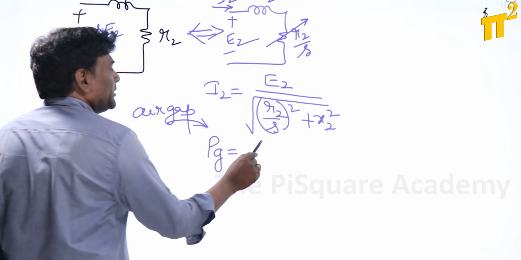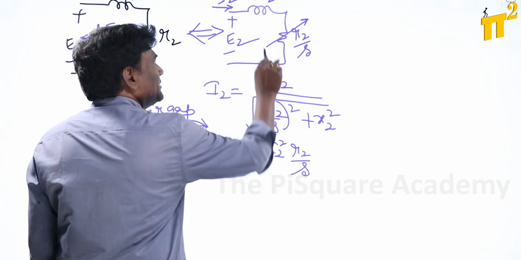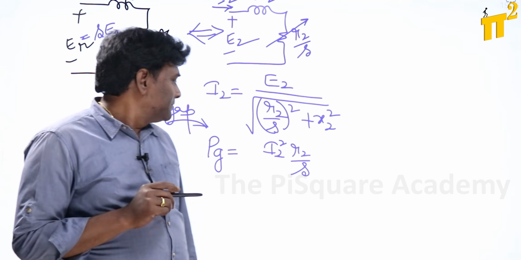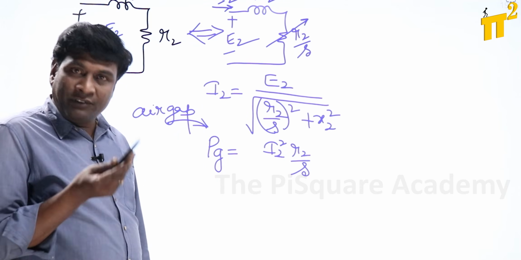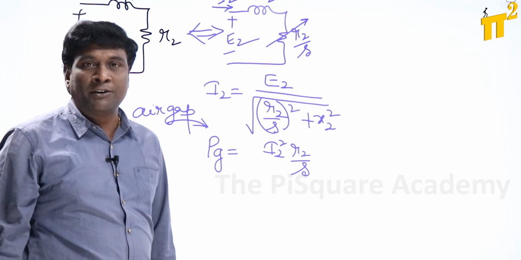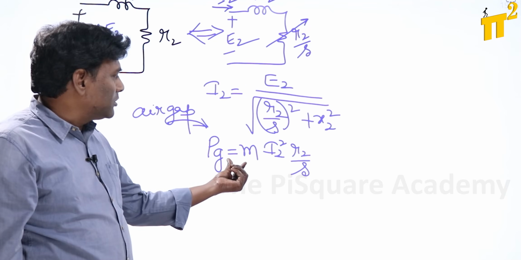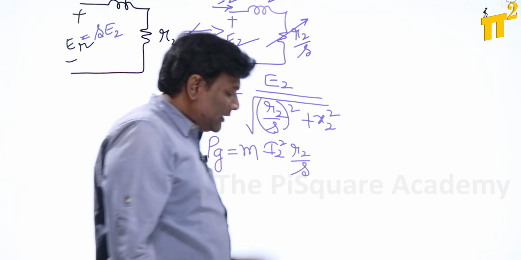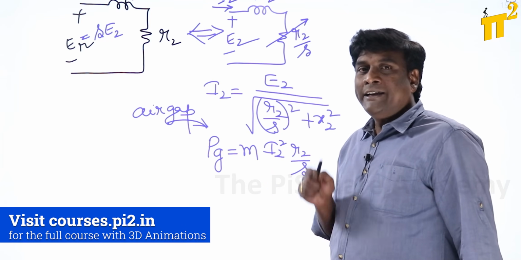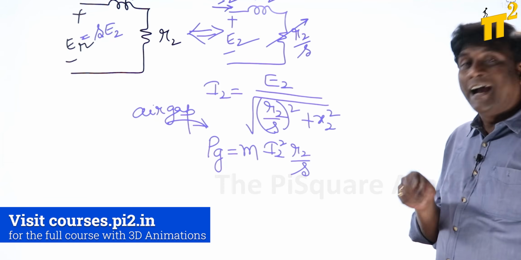Now how much is PG? It is I2 square R2 by S, because this is the resistive term, and only the resistive term will absorb active power. For a 3-phase induction motor this is multiplied by 3, because everything is a per-phase value. Let me think of M, which is nothing but the number of phases; for 3 phase you keep 3. Now one thing here: if I compare with other machines, the induction motor's efficiency will always be less than 1, including under ideal conditions also.